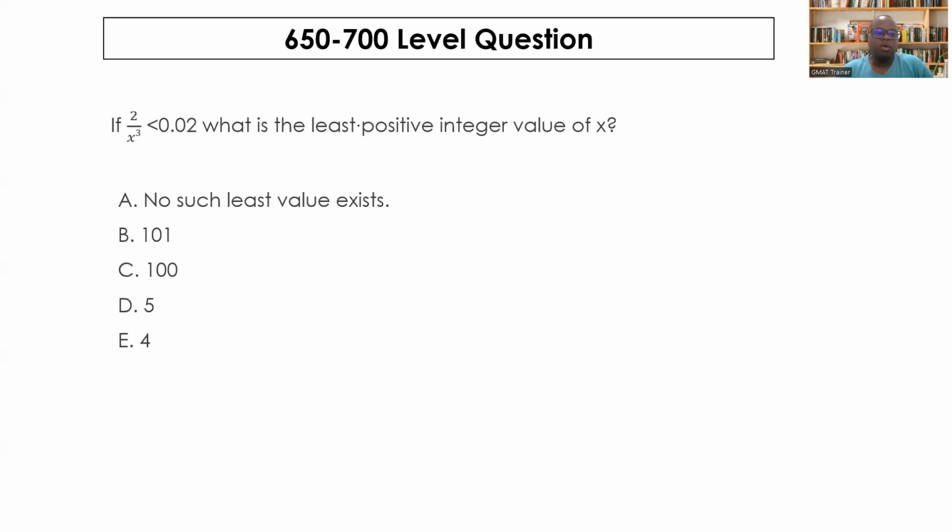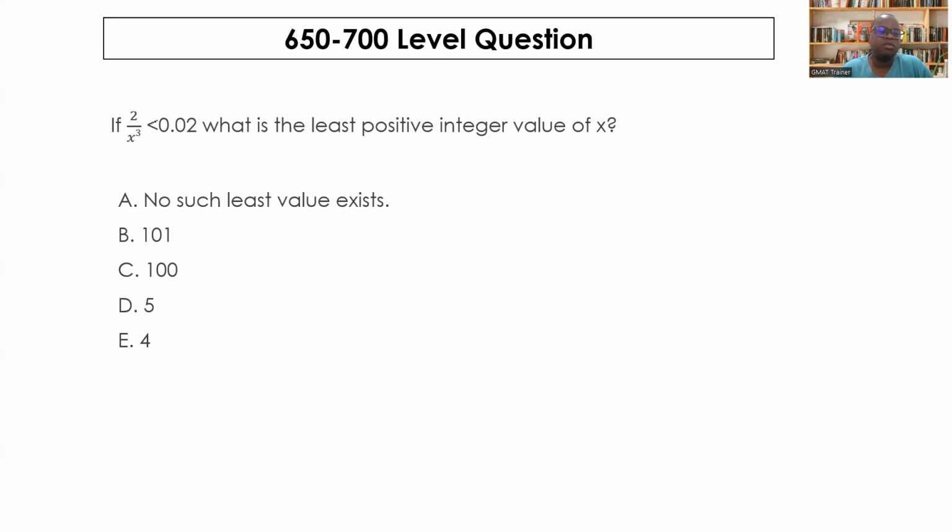So we're being asked for the least positive integer value of x that will make this fraction less than 0.02. That is what is being asked. Now, something else in number theory: if you're dealing with two forms of numbers, a fraction and a decimal, convert them to the same notation.